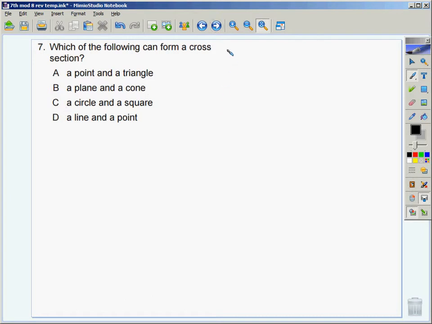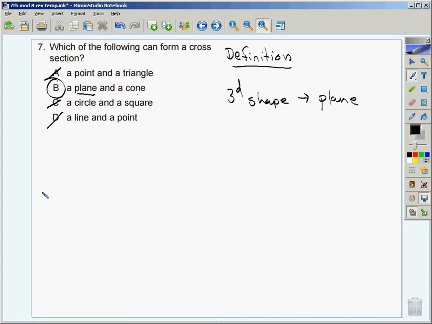Number 7. This is simply a definition. If you don't know what a cross-section is, you need to know that it means you're taking a 3D shape and it's going to intersect a plane. Is a point a 3D shape? No. How about a triangle? No. Both of those are two-dimensional or no-dimensional. A plane and a cone. There's the plane. Is the cone 3D? Yes. That's why B is the correct answer. A circle and a square, both 2D. A line and a point, not even two-dimensional.